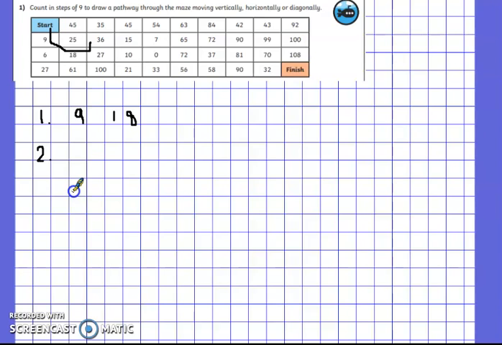Work through the problems one at a time, and remember you've got your 9 times table in your book to help you if you need it.